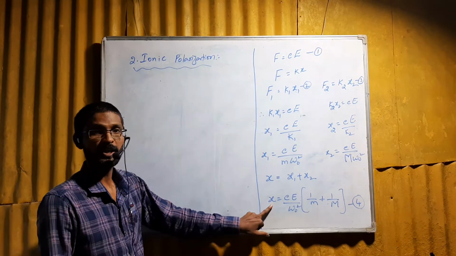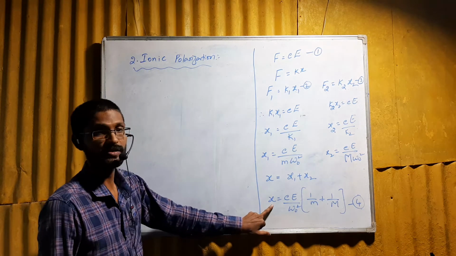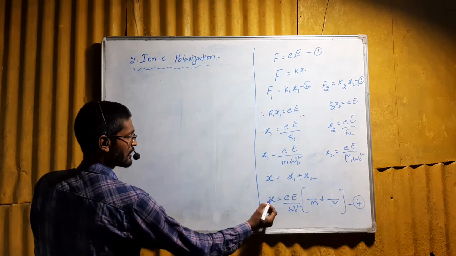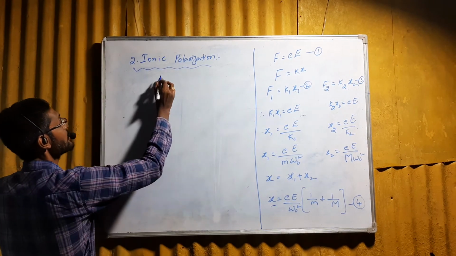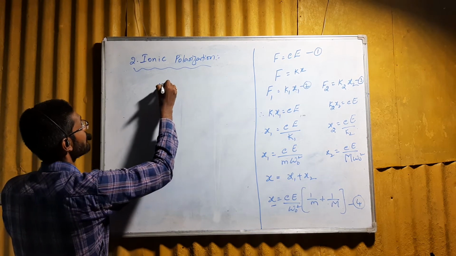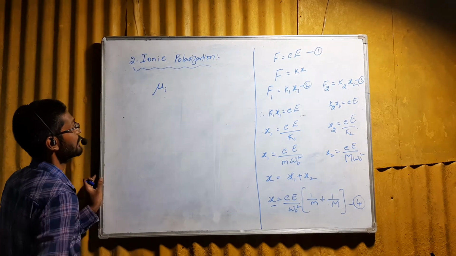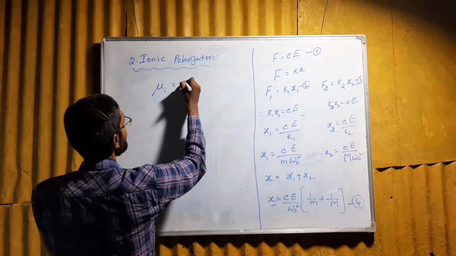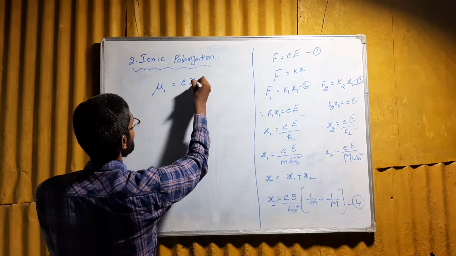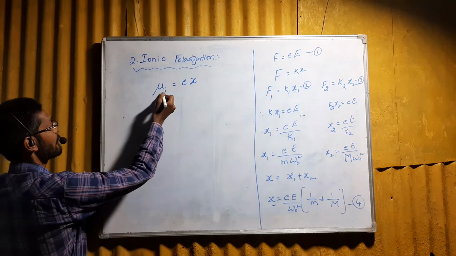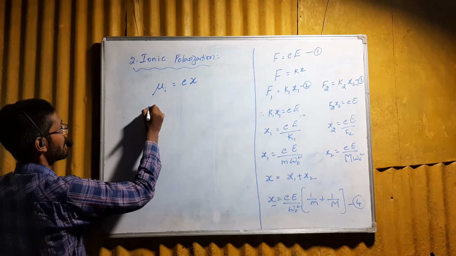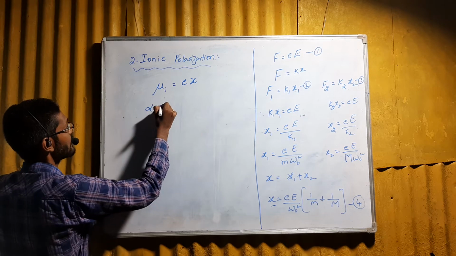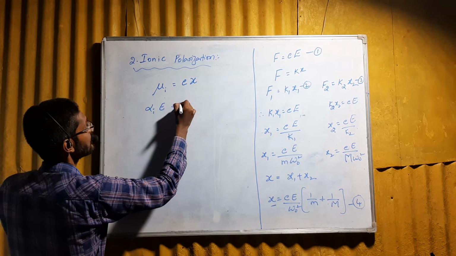So the displacement produced in this ion can be given as x. Due to the displacement of x, there will be some induced dipole moment. So the induced dipole moment, that is the ionic dipole moment, can be given as mu I is equal to small e x. And we know that ionic polarization can be given as alpha I capital E is equal to e x.